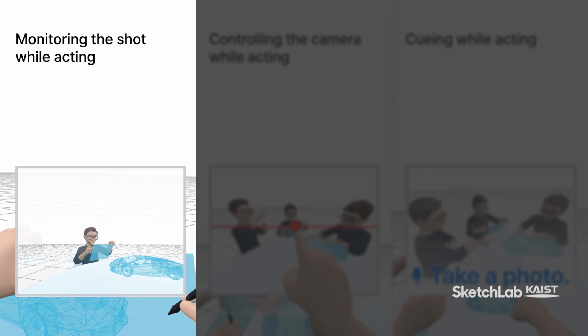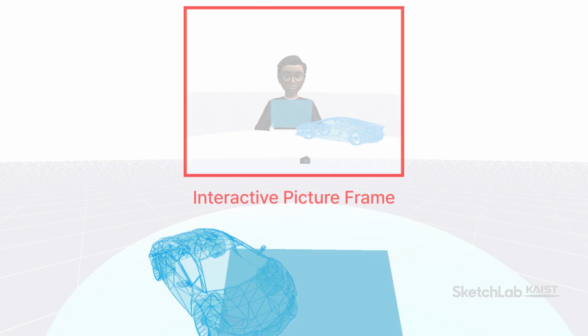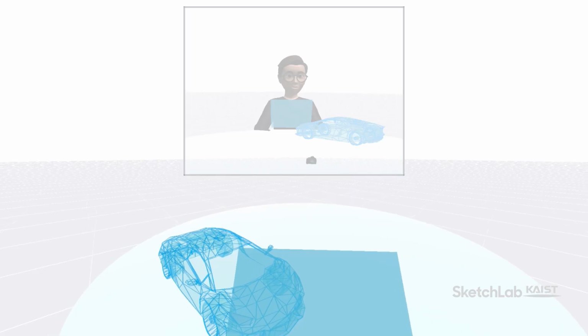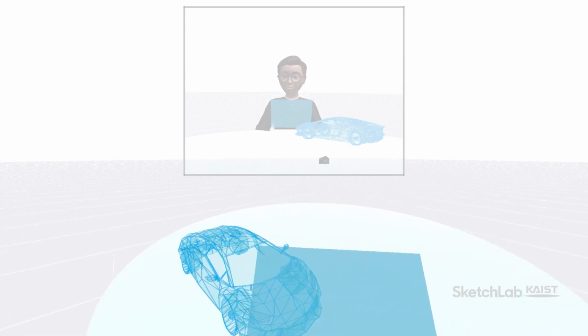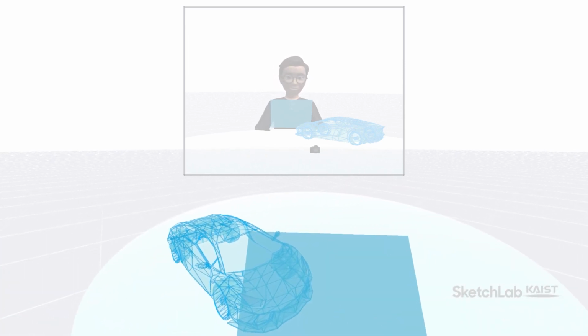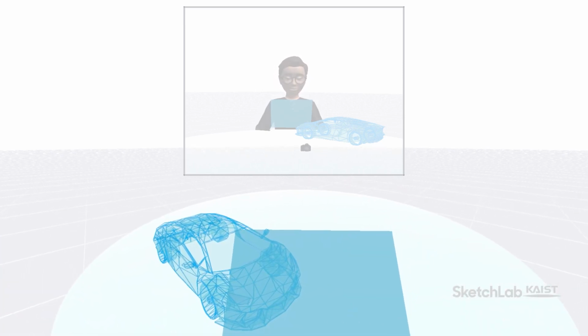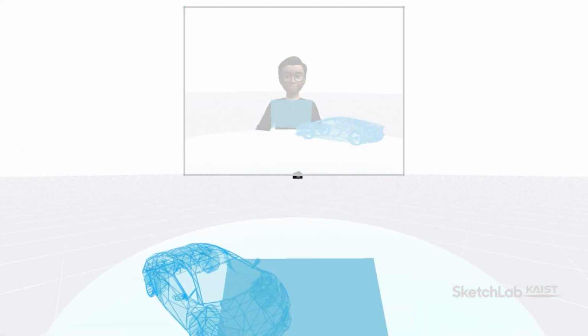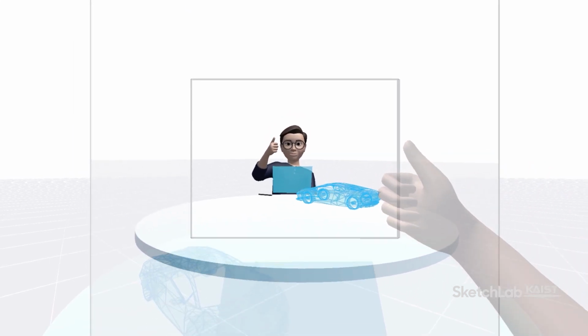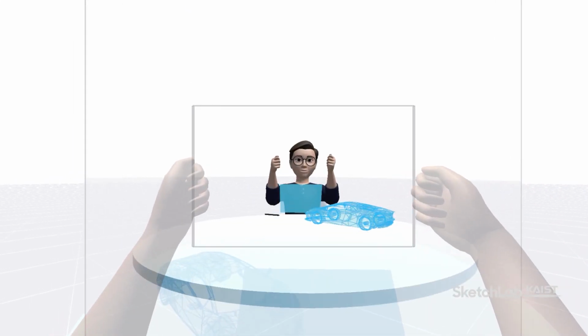For monitoring the shot while acting, we introduce the interactive picture frame, a semi-transparent rectangular panel that displays the real-time view from the camera and follows the user's head. The interactive picture frame lets the user look at both the VR scene and the shot in the camera at any time while acting.